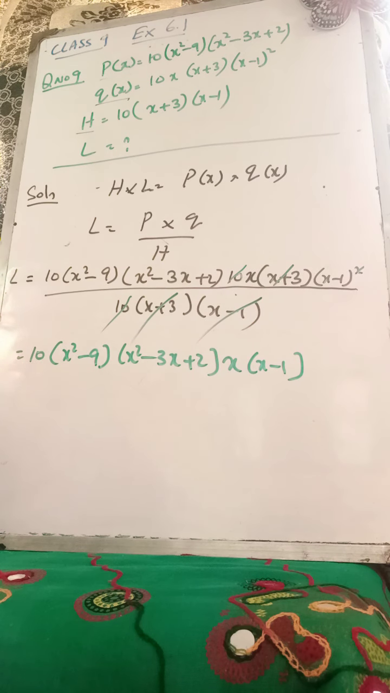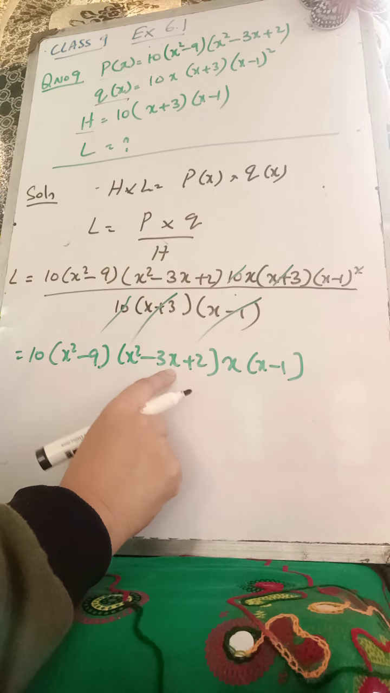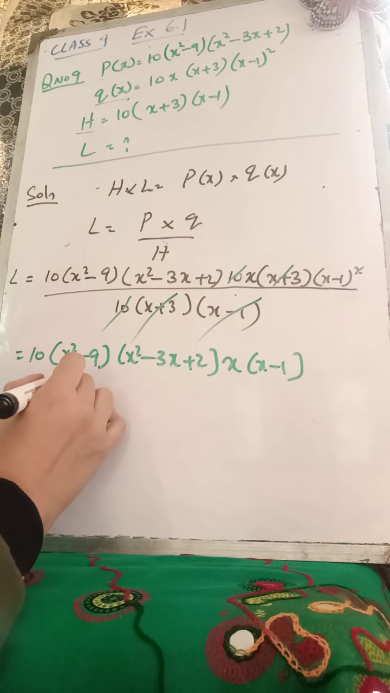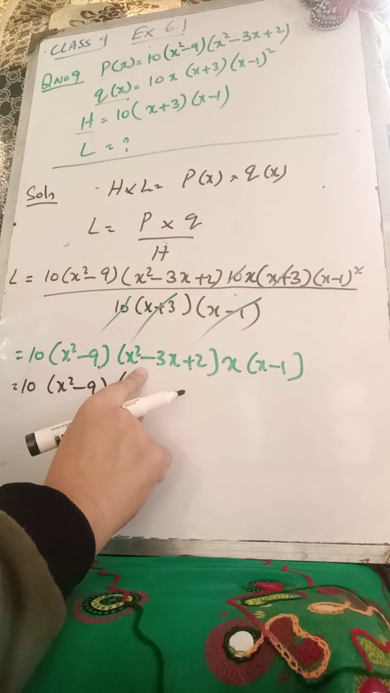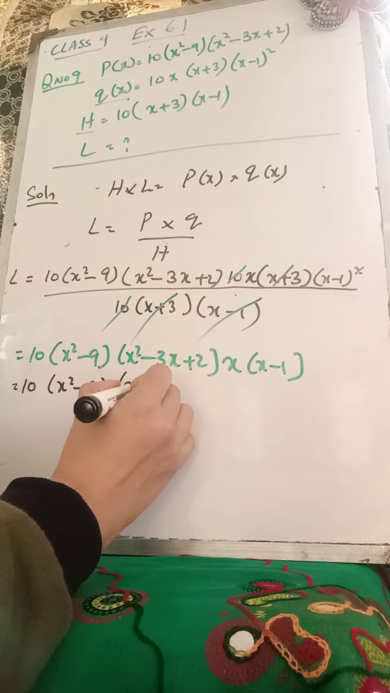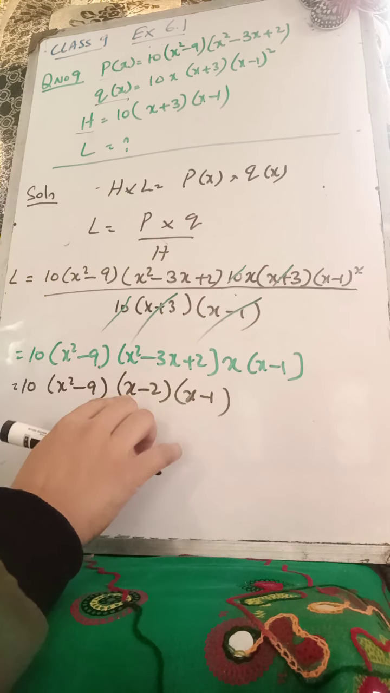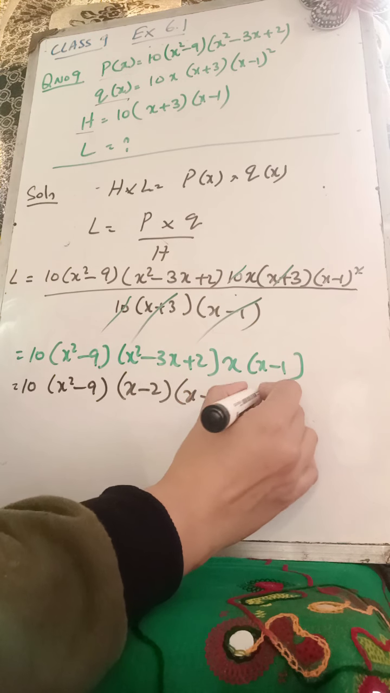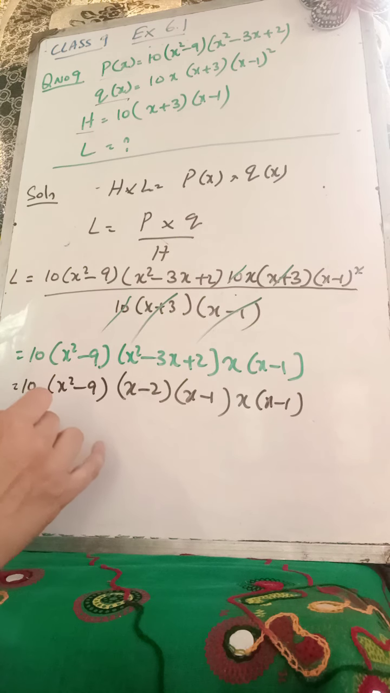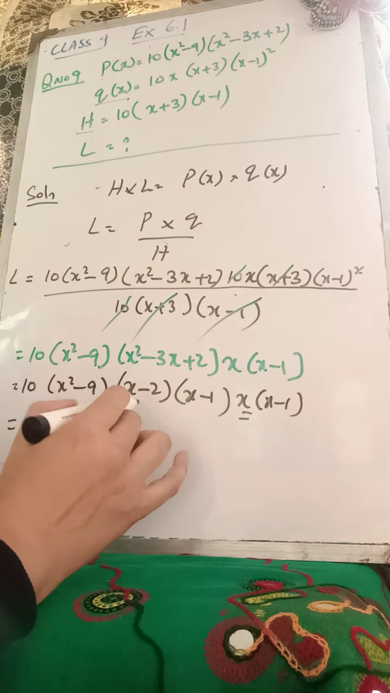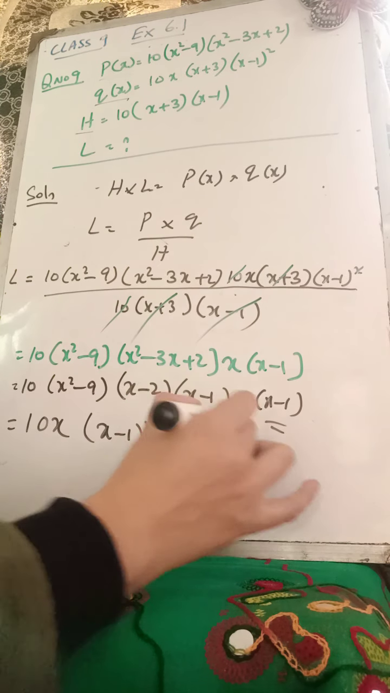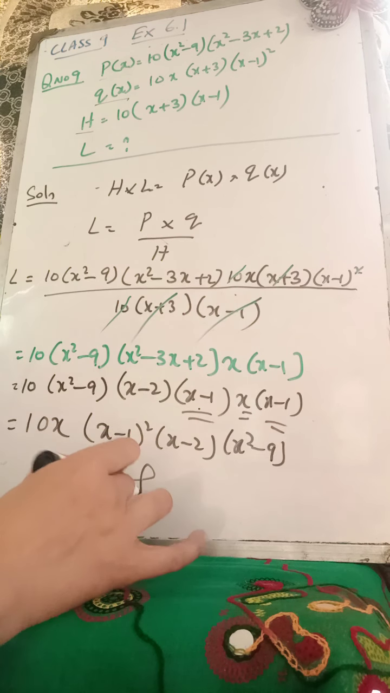So this is the LCM. Now if you want, we can factorize this because it will have a factor x minus 1. So we will have 10 into x square minus 9, and after factorizing this, what we get is x minus 2 into x minus 1. The factors of these by middle term breaking will be this. So LCM will be 10 x, I am writing this x in the beginning, and x minus 1 whole square, then we are going to have x minus 2 and x square minus 9, and this will complete the solution.